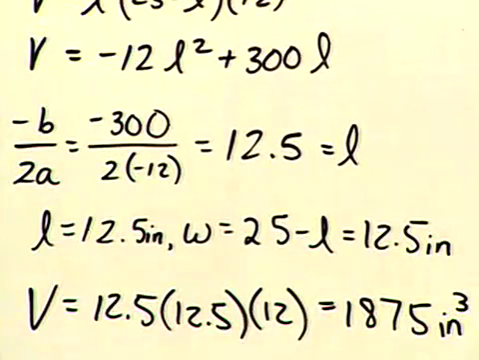Part B now asks, calculate this maximum volume. So right here we did the length of 12.5 times the width of 12.5 times the height of 12, and that's going to come out to be 1,875 cubic inches.